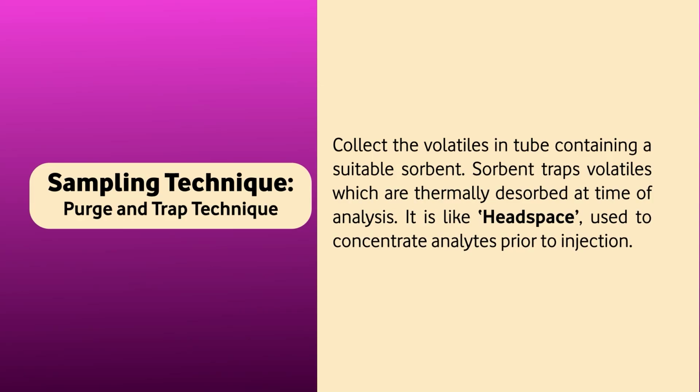So basically, first we purge and then we trap. Once it is trapped, we heat that sorbent, and we desorb the substance which is trapped. So that's why it is called the purge and trap technique. After desorption, the volatiles will be released, and we then inject them into the GC.